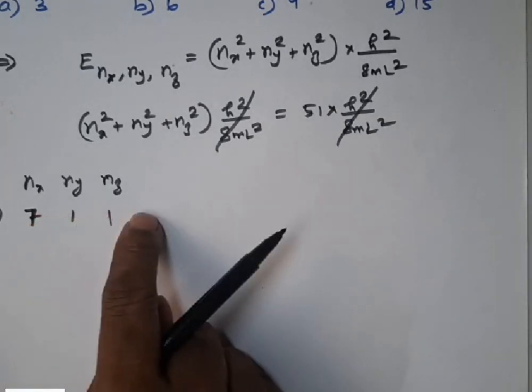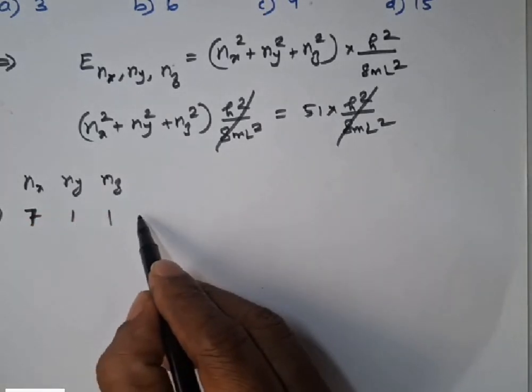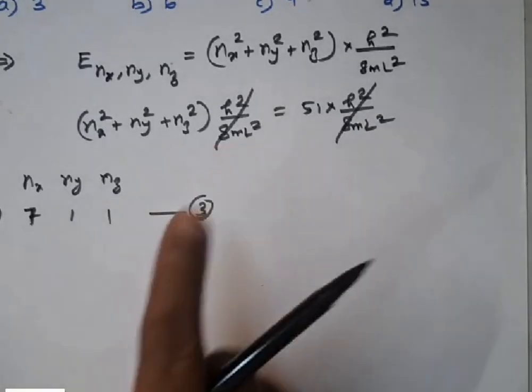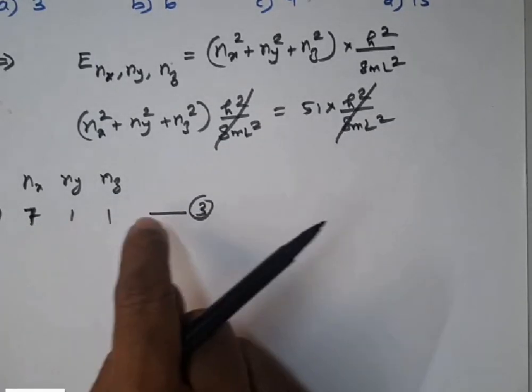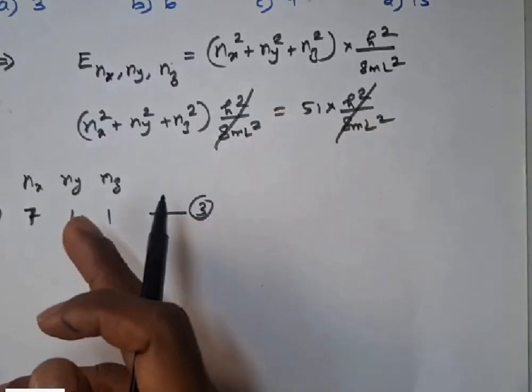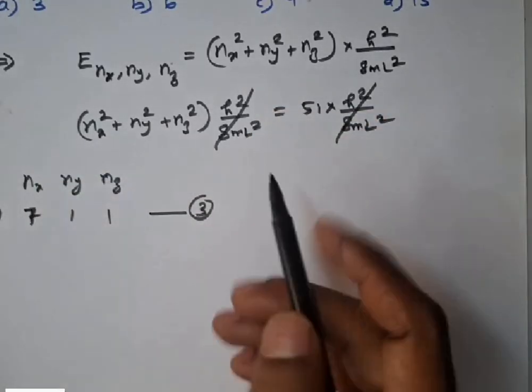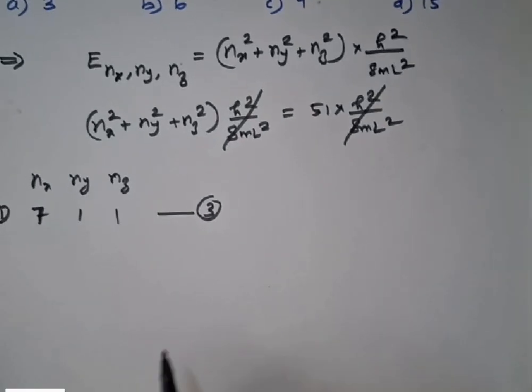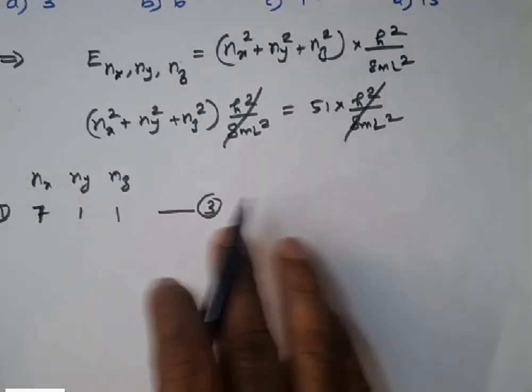In 7 1 1 we have 3 possibilities. What are the 3 possibilities? 7 1 1 is one possibility, 1 7 1 is another possibility, very good, and 1 1 7 is another possibility. So we have 3 possibilities here. Is this clear to all? It's a very simple one, so I am giving the answer directly.